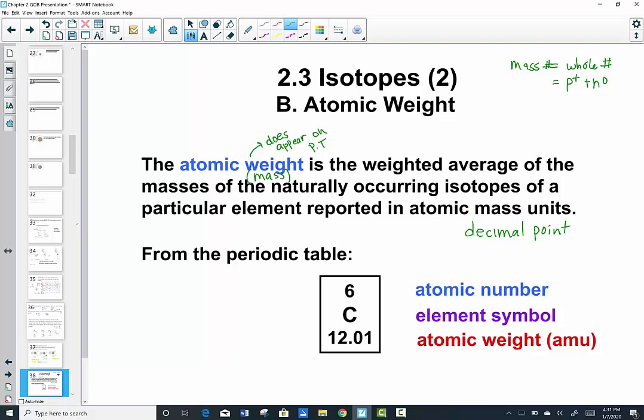So for instance, the atomic number of carbon is 6, highlighted in blue. The elemental symbol of carbon, highlighted in purple, is capital C. The atomic weight of carbon is 12.01. This is the average weight of all isotopes. Now let me kind of refer to this a minute and drive the point home with an example.